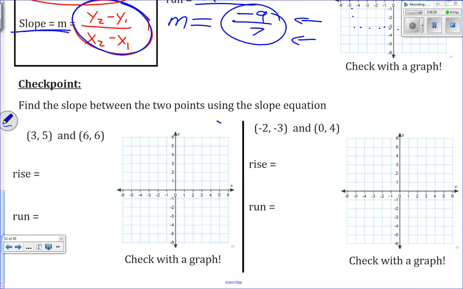Okay, so the last thing on the first page, checkpoint, I want you guys to try both of these. So let's pause the video for a couple minutes. Right here, again, is the really important formula for finding slope. Go ahead and try both of these, then graph them and make sure it works. So let's pause it and try them.